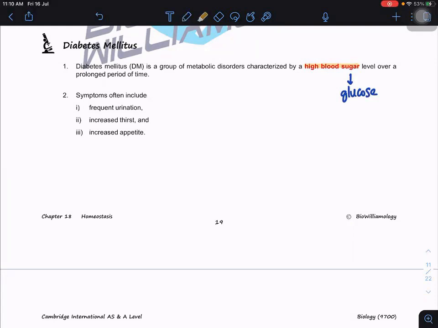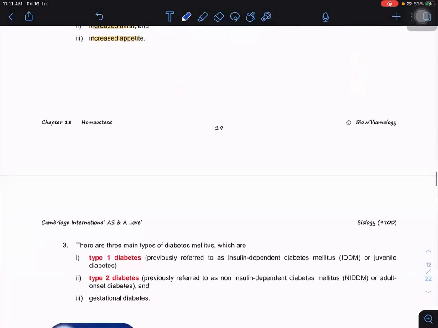Okay. So what are the symptoms? Particularly you can see frequent urination, increased thirst, and increased appetite. Frequent urination generally happens at night. When you go to the toilet a few times in one night, that's a symptom of diabetes mellitus. Are you clear? So a person may need to go and check whether he or she has diabetes mellitus or not.